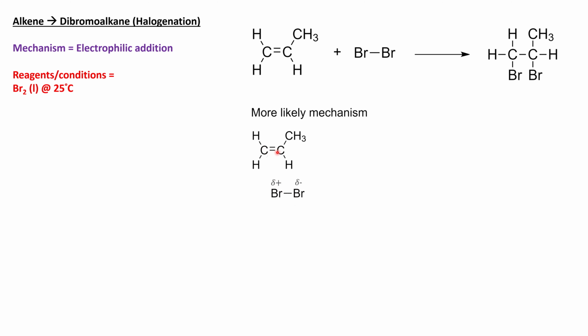Now, the alkene itself, the C=C double bond, is an area of high electron density, so it's going to be attracted towards this delta positive bromine, and it's going to attack the bromine atom. Bromine can only form one bond, so if it's going to make a bond with one of these carbon atoms, it needs to break the bond with its other bromine atom. So we're going to show the breaking of that bond there. That's called heterolytic fission.